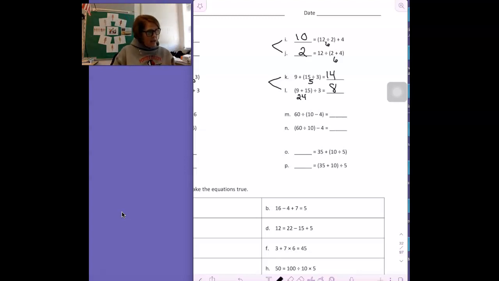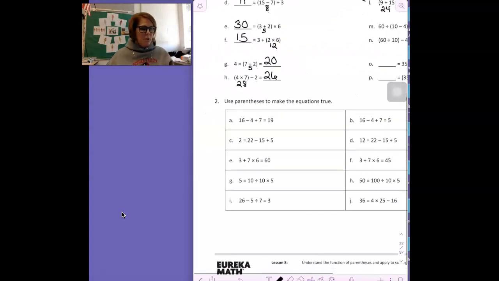We're going to move on, and we're going to take a look at number 2. Number 2, the directions say, use parentheses to make the equations true. So now we need to figure out where can we put parentheses to get an answer of 19. Well, if I do 16 minus 4 in my head first, that gives me 12. 12 plus 7 more equals 19. So my parentheses go right there.